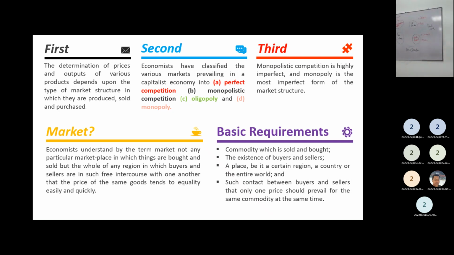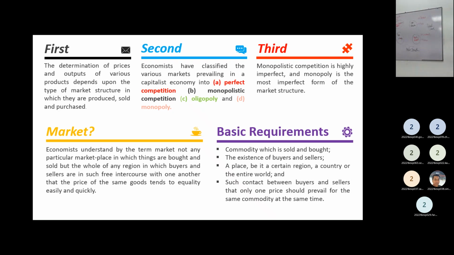So economists have classified the various market structures prevailing in a capitalist economy into 4 elements. Simply perfect competition, monopolistic competition, oligopoly, and monopoly. Right? So then here it says monopolistic competition is highly imperfect and monopoly is the most imperfect form of the market structure. I'm not going to discuss it right now. We'll discuss it further. Clear? So those are the basic things that you want to know.